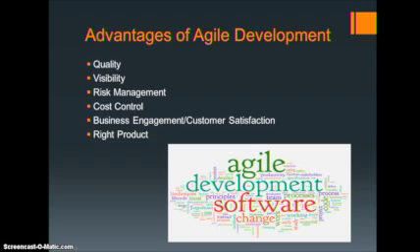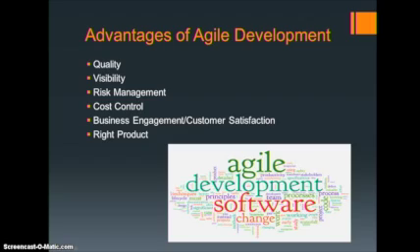Cost control. Fixed timescales and evolving requirements enable a fixed budget. The scope of the product and its features are variable rather than the cost. Business engagement and customer satisfaction. The active involvement of users and product owners helps to have high visibility of the product and progress, and the flexibility to change when change is needed. This creates much better business engagement and customer satisfaction.